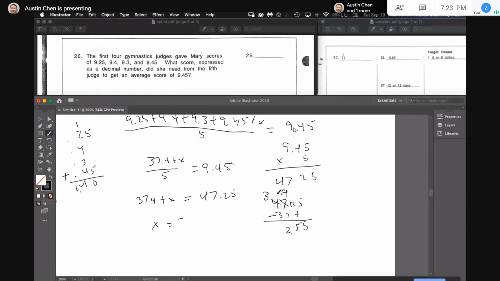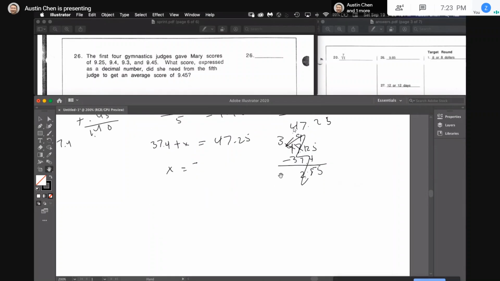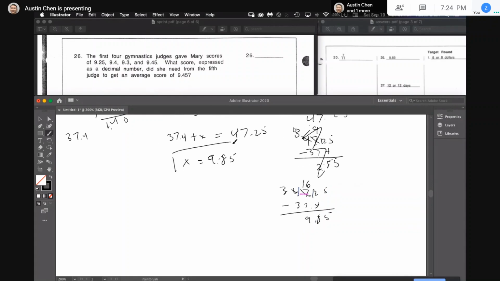I think you subtracted wrong. Yeah. How did you get 2? Okay, let's do the subtraction again. We get 6 here, and then we get 16 here. So that's going to be 9.85. Yeah, I don't know, I'm bad. So x equals 9.85.